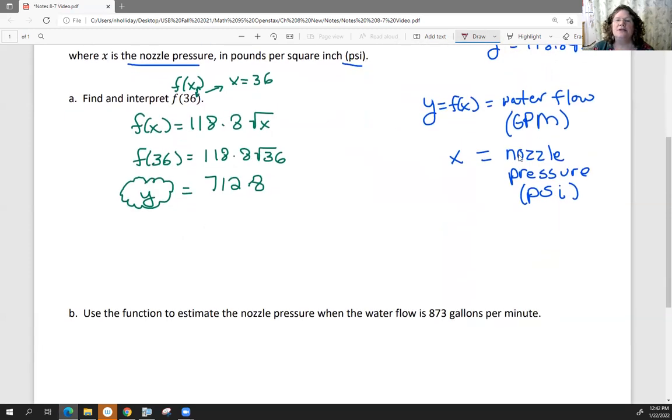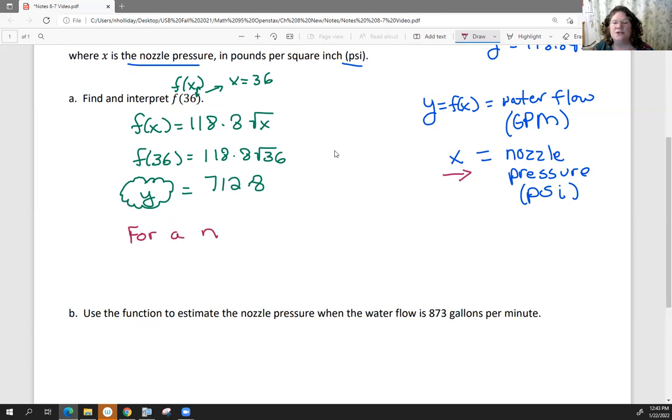So to interpret this answer, the directions are telling you to interpret both the x and the y value. And so you interpret what they gave you and what you got from that. So the first thing they gave us was x equals 36. And so our x value is nozzle pressure.